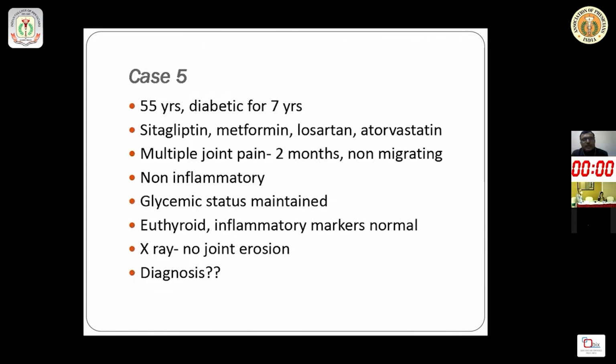So now the last case: a 55-year-old who has been diabetic for 7 years, on sitagliptin, metformin, losartan, and atorvastatin, having multiple joint pain for 2 months, which is non-migrating. On examination, having non-inflammatory joint pain, glycemic status is maintained, euthyroid, inflammatory markers are normal, and the X-ray didn't show any joint erosion. This is my case actually. So, what might be the diagnosis?